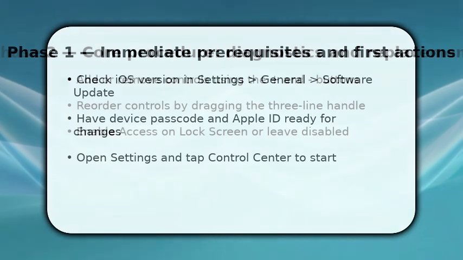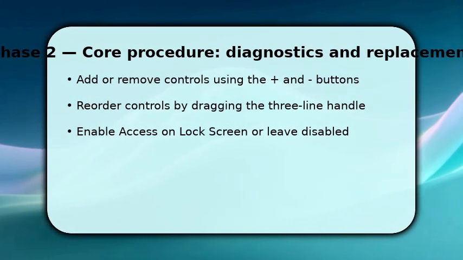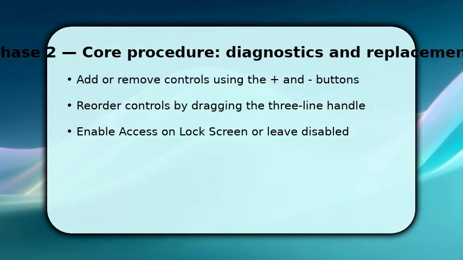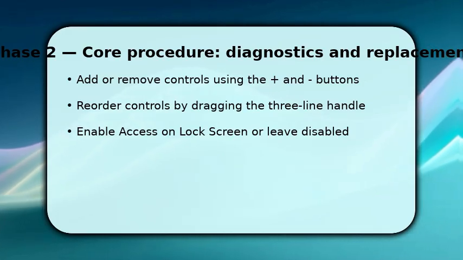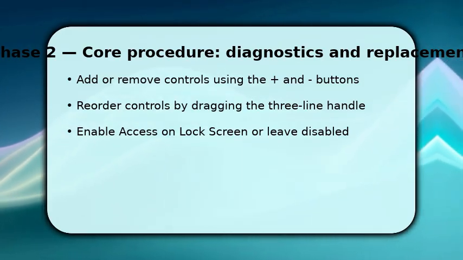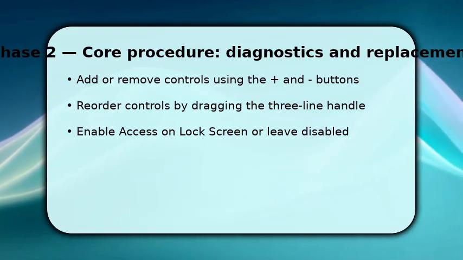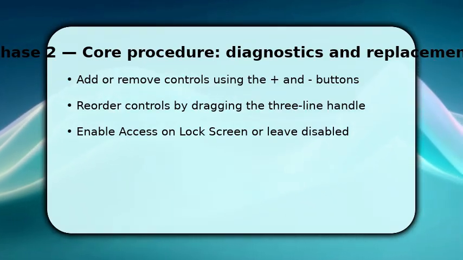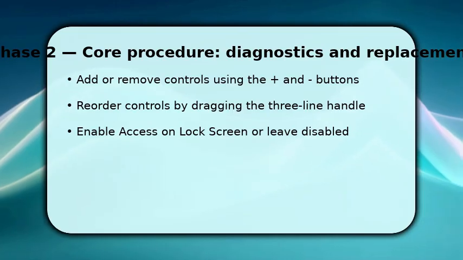Now you'll customize the layout. Tap the plus button to add items like low power mode or voice memos, and tap minus to remove anything you don't use. Make sure to drag the 3-line handle to reorder controls so the most used features are within thumb reach. This improves speed and ergonomics.